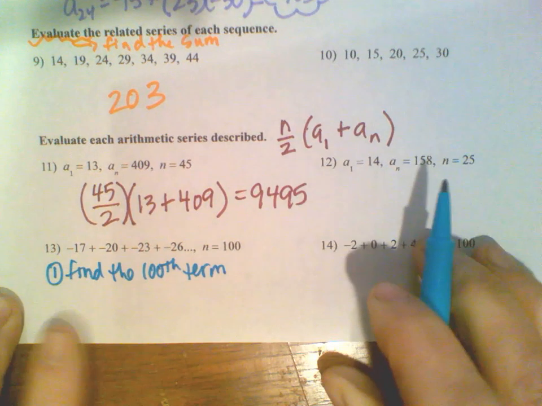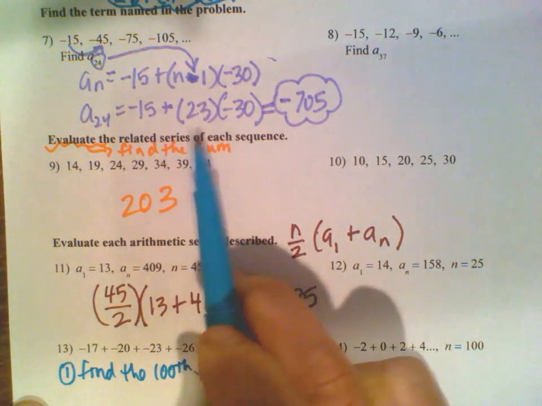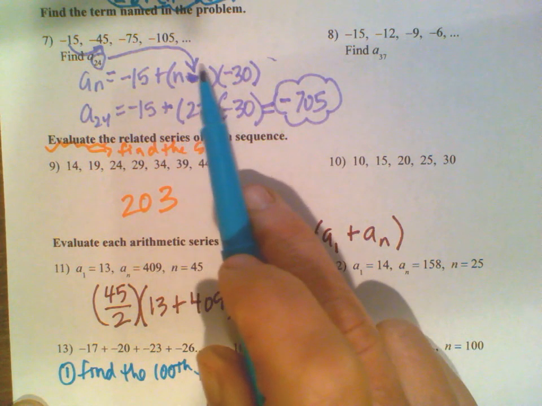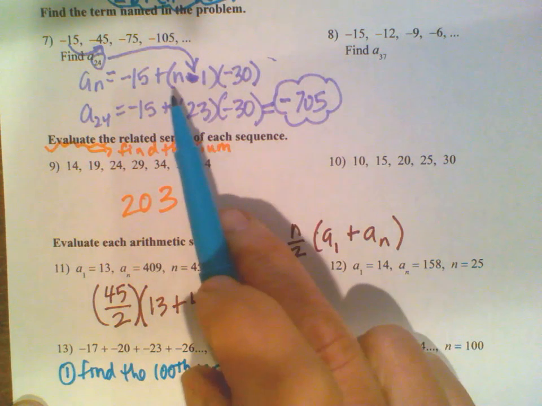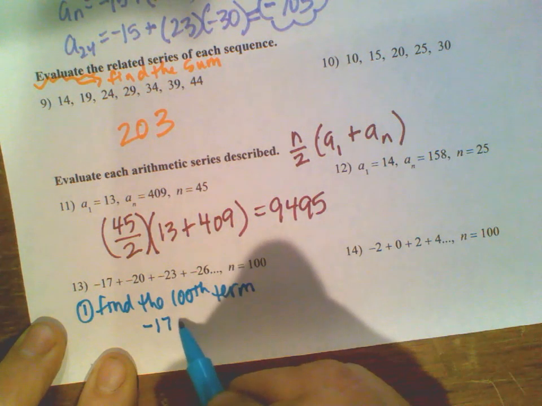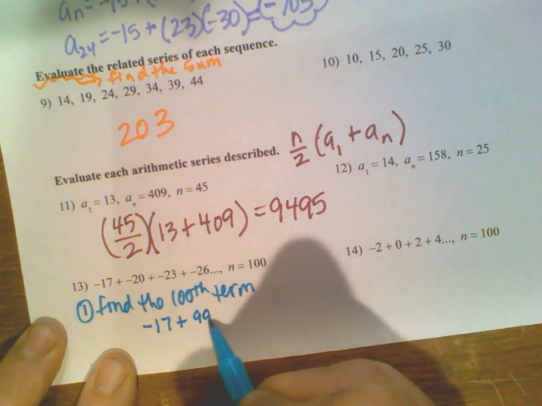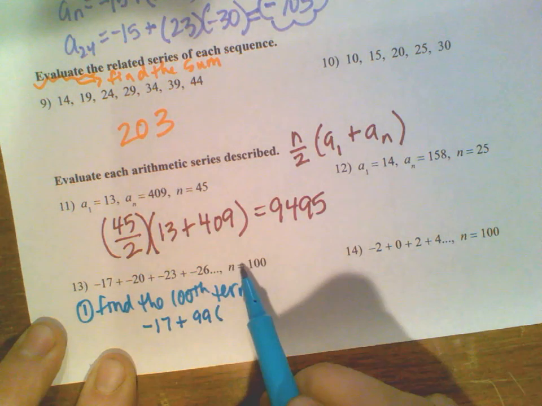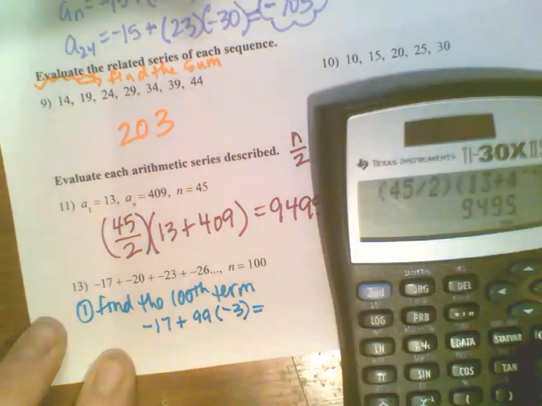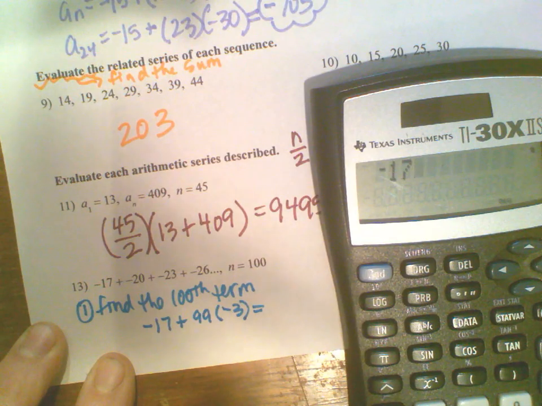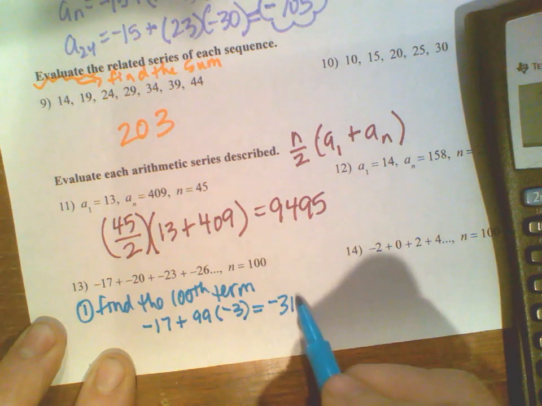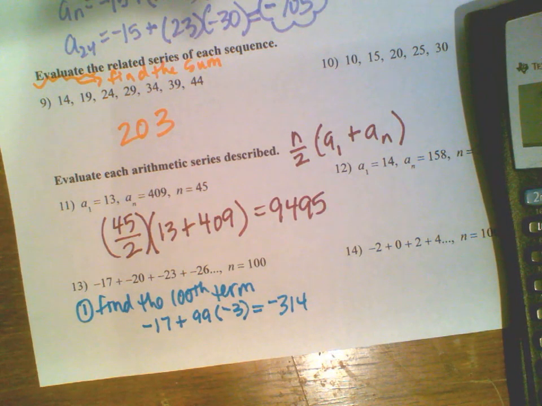And remember, that uses that formula that we worked up here, except in the n minus 1 spot, I'm going to put 99 because it's 100 minus 1. So in this case, it's the first term plus 99 times whatever my common difference is. And if I look at this one, it looks like I'm subtracting 3 each time. So my 100th term is negative 17 plus 99 times negative 3, and that's negative 314. A lot of times we feel like, oh man, okay, I'm done.